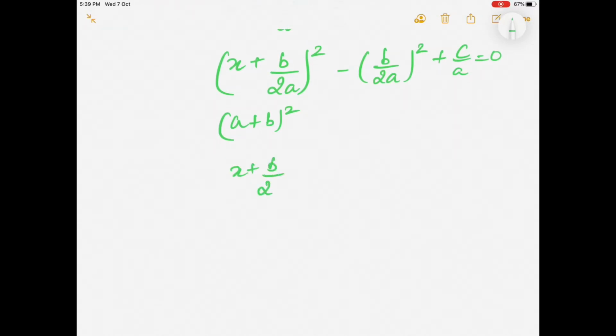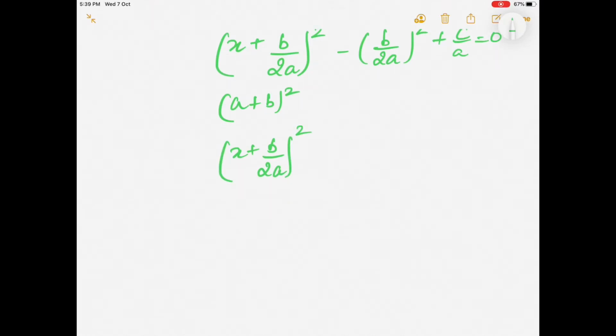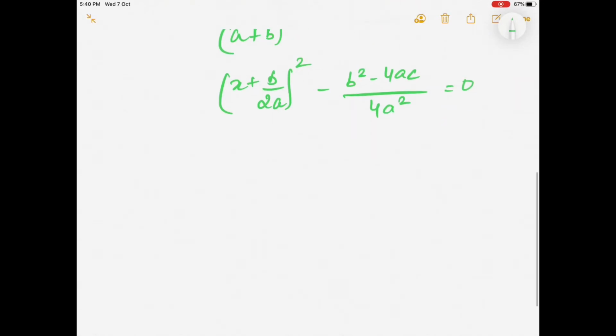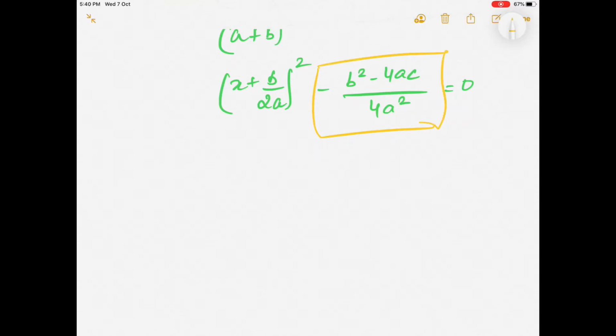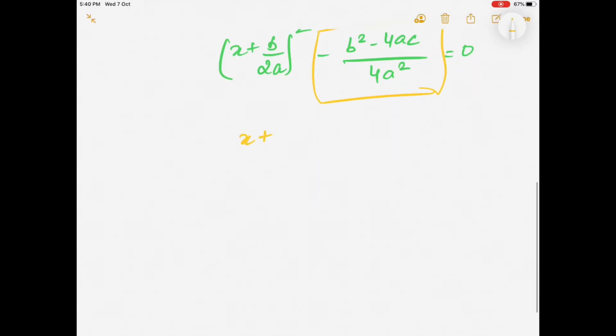Now, separating this part, x plus b by 2a whole square, we have to take the LCM of these two parts. What will be the LCM? b square minus 4ac upon 4a square. Now we will shift this part to the RHS. So x plus b by 2a whole square is equal to b square minus 4ac by 4a square.